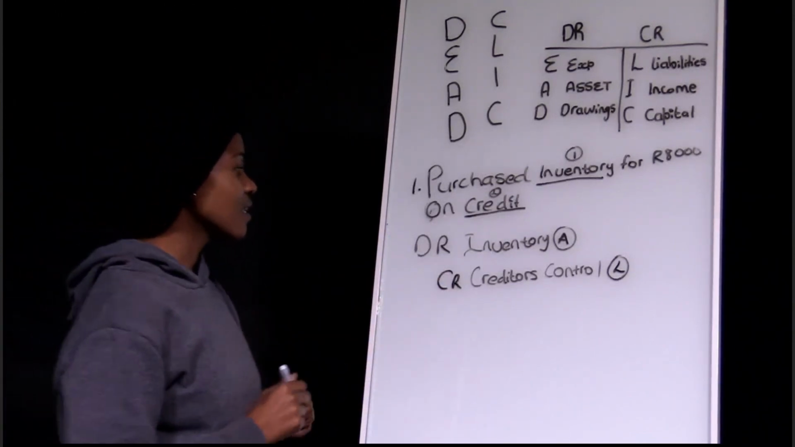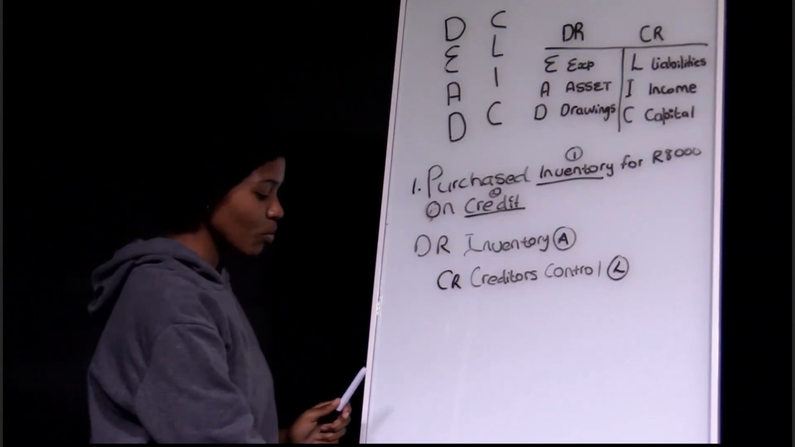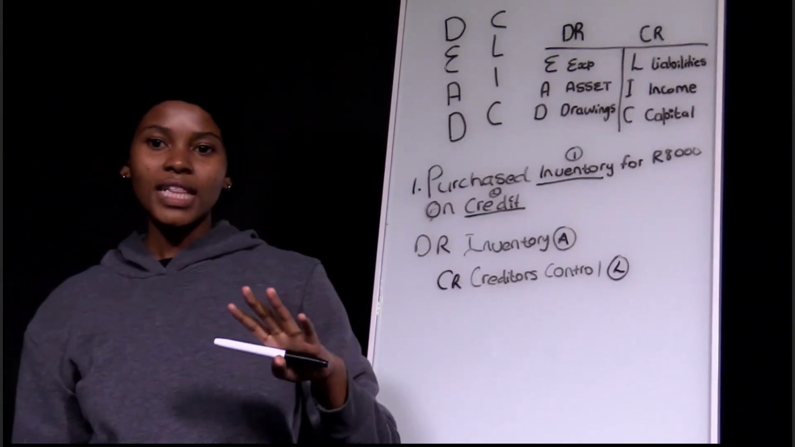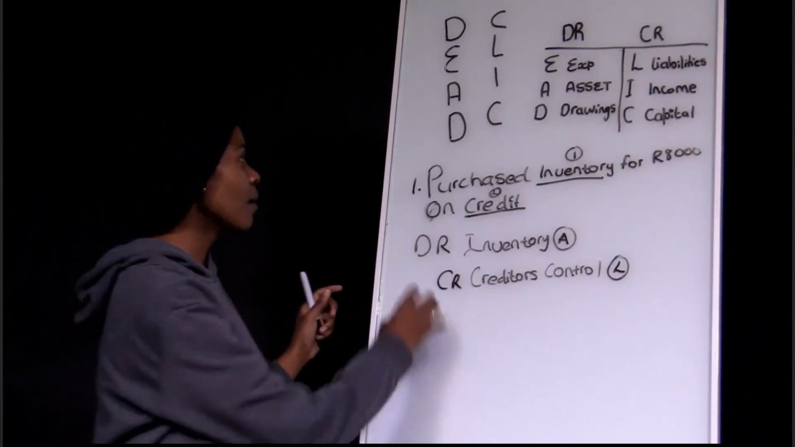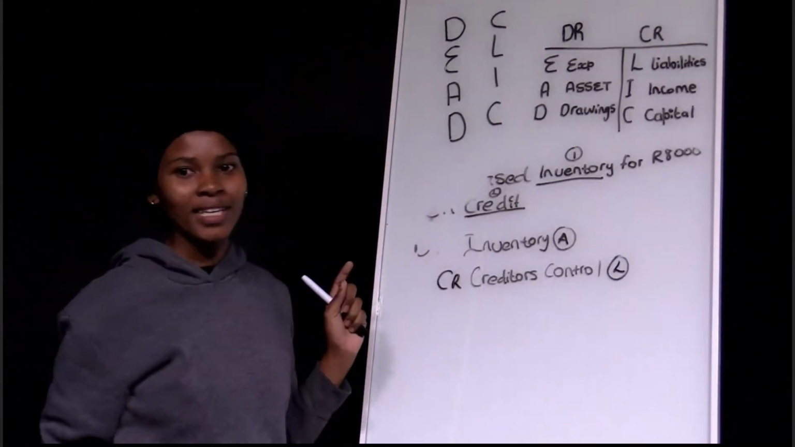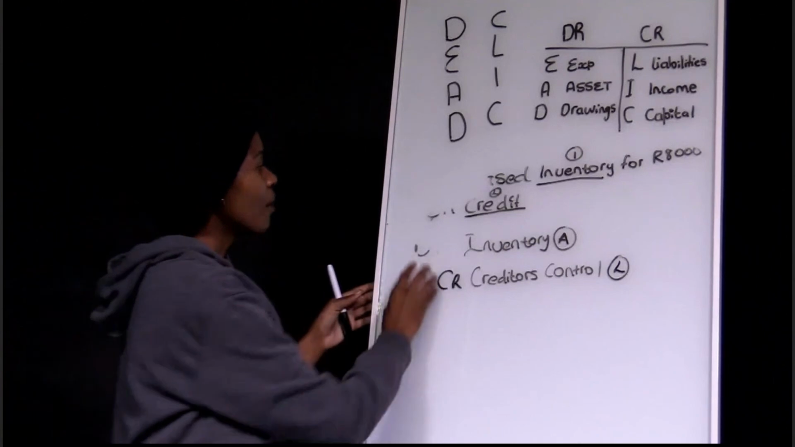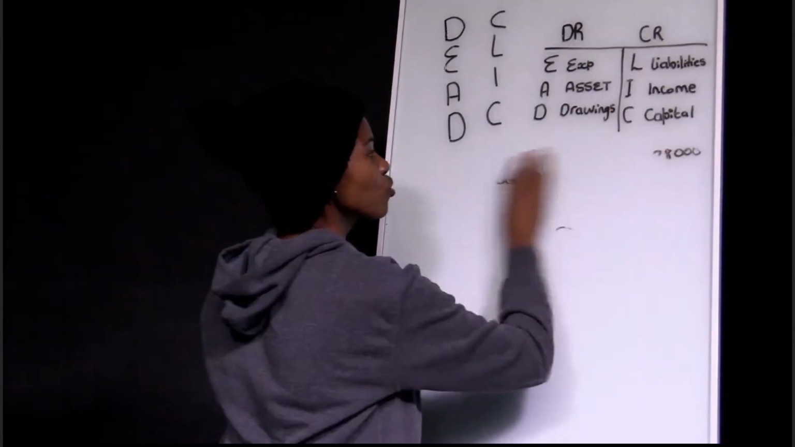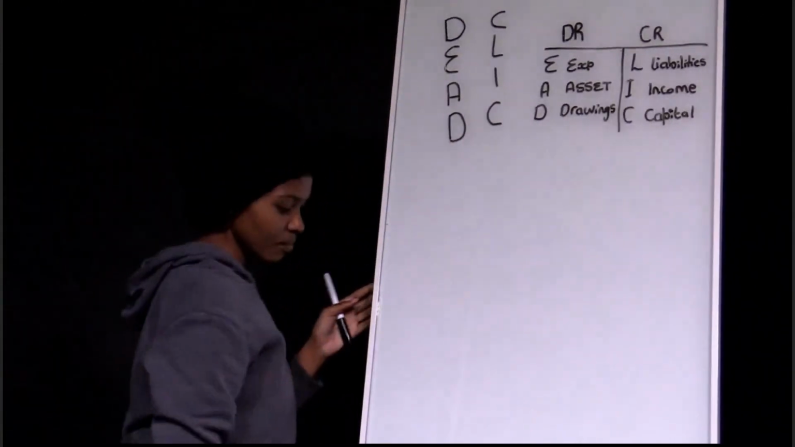Okay, let me do another example, the last one. In this example, we're going to be having 4 accounts. This is the only transaction where you will have 4 accounts, and it's the sales transaction. Most transactions only have 2 accounts in them.